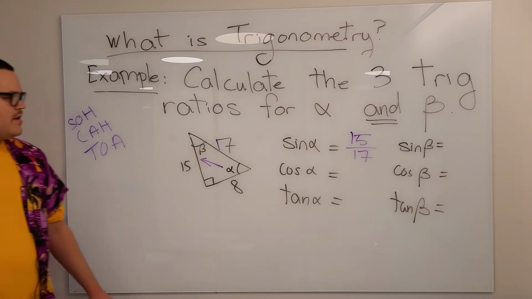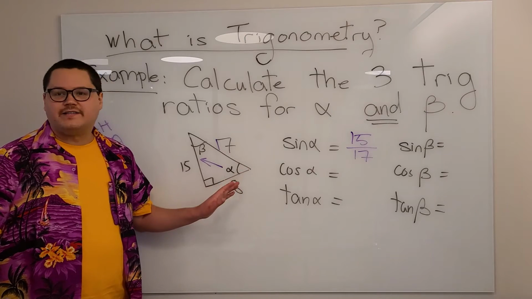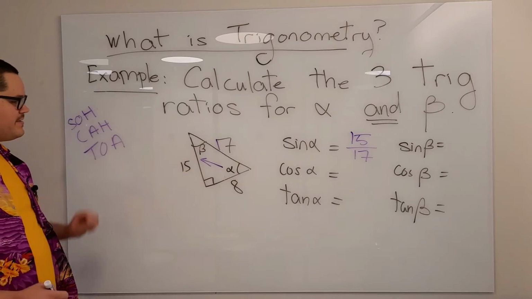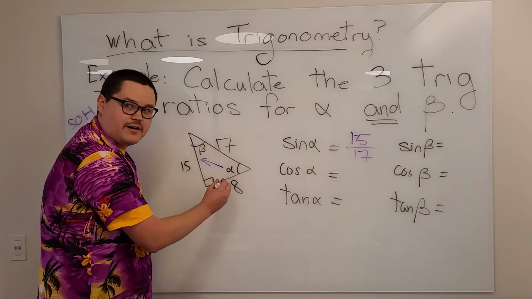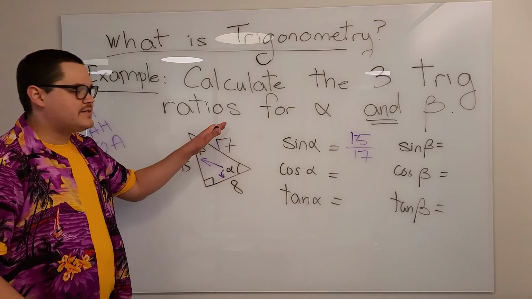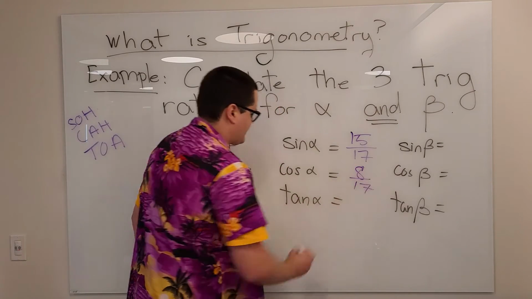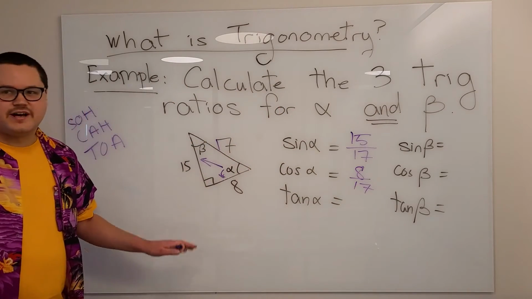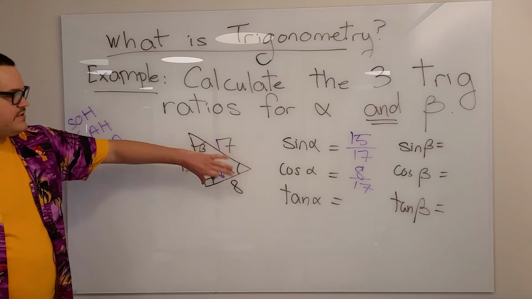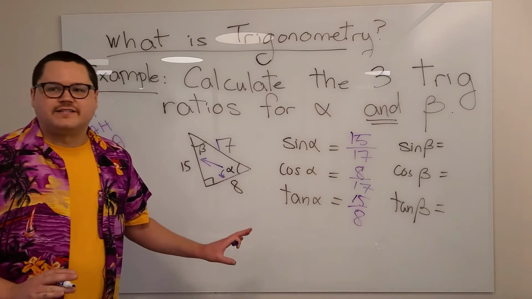All right, what about cosine? Well, cosine of alpha, we know right here, adjacent over hypotenuse. So next to angle alpha is side 8. And the hypotenuse is 17. 8 over 17. Finally, tangent alpha. TOA, opposite over adjacent. 15 over 8. And that's it for alpha.